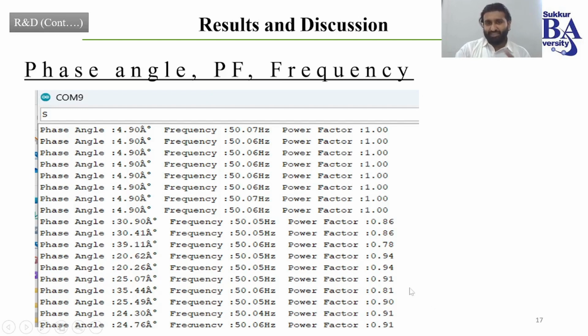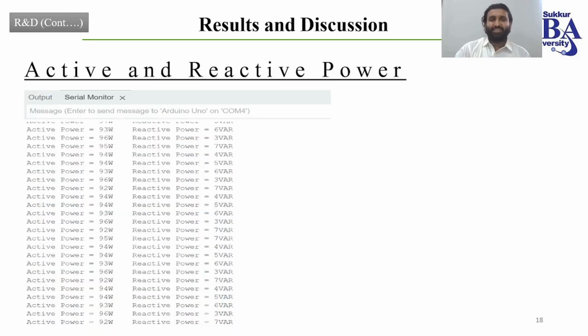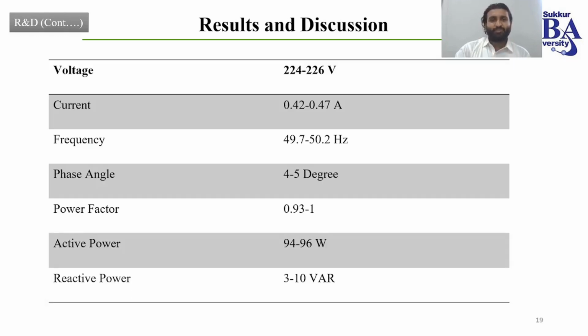But here we can see there is a little bit of decrease in power factor because of the contribution of wires, so it may appear there's some reactive power, so it's a small decrease. Then active and reactive power: you can see 6 watt, 3 watt, 7 watt, it's continuously changing, and 93 watt, 96, 96, 94 watts. These are the active and reactive power in the results of our PMU, a prototype PMU.